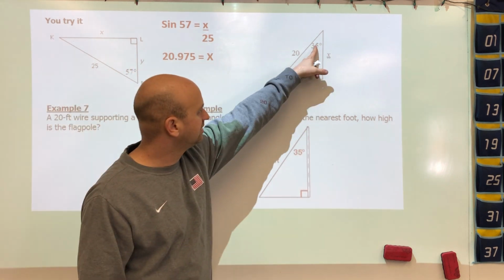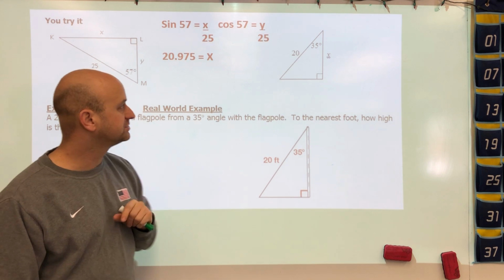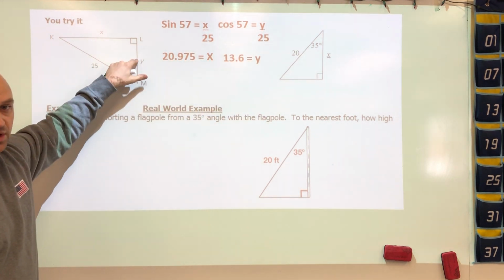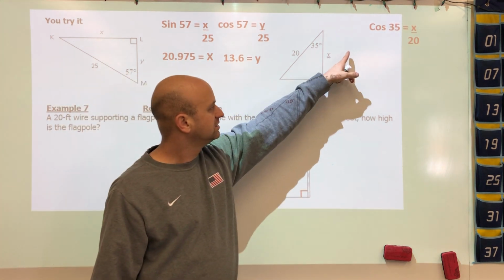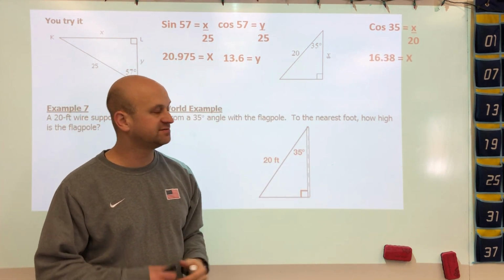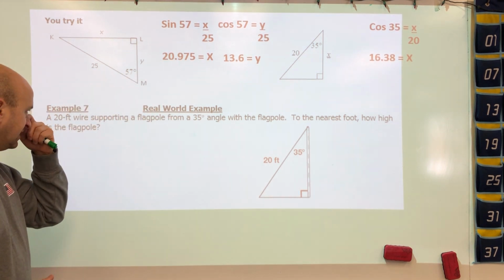All right, over here, we shoot the arrow. This would become opposite. This is hypotenuse, so we're going to use sine. Here's the work for y in this example. So over here, we have cosine, and the variable's on top, so we cross multiply, and you should get a value about 16.4.